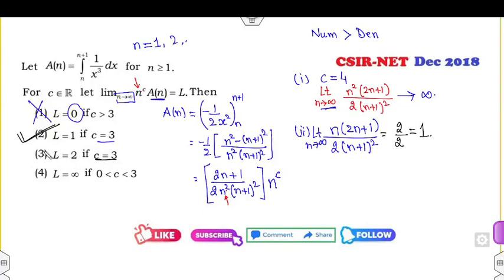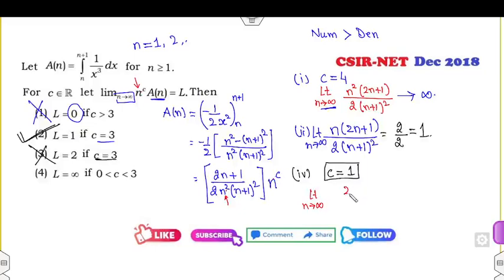When c is equal to 3, the limit is 2. That's a wrong answer. Check the fourth: c lies between 0 and 3. Take any number, say c is equal to 1. Then the limit as n approaches infinity, c is equal to 1.